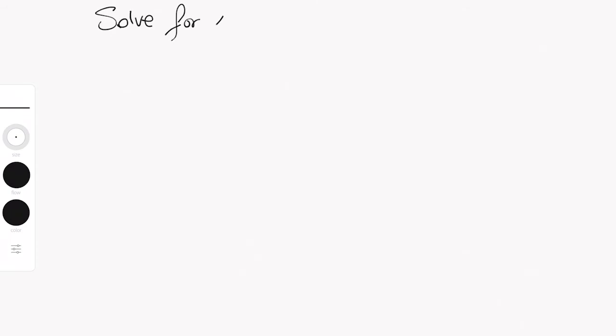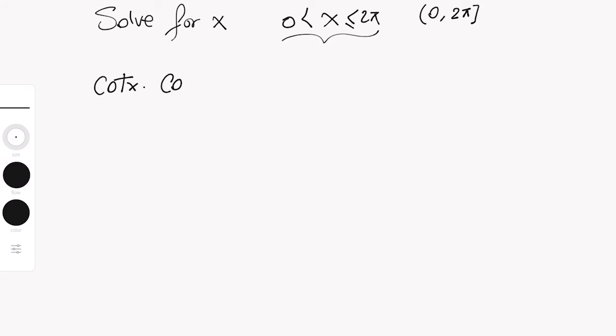Solve for x. X is between 0 and 2 pi. This is an inequality. I also can make it from 0 to 2 pi brackets. Our equation is cotangent of x times cosine square of x equal to 2 cotangent of x. Looks a little bit crazy. So we have cotangent and cosine.